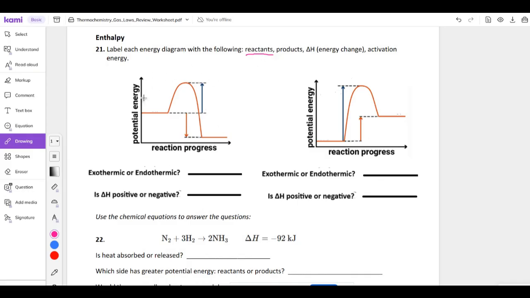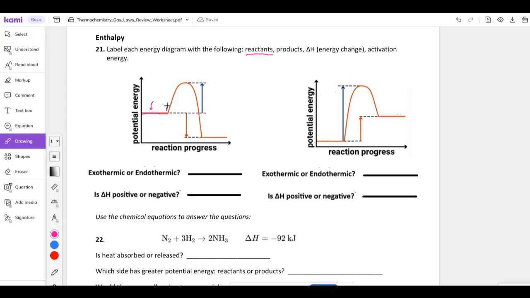Here's our chemical reaction. This is the system. Here are our reactants right here. These are what's going into the chemical reaction. They're going in, and this is what comes out. You can see the potential energy of the reactants is way up here. The higher up it is, the more potential energy it has. The lower it is, the less potential energy those chemicals contain.